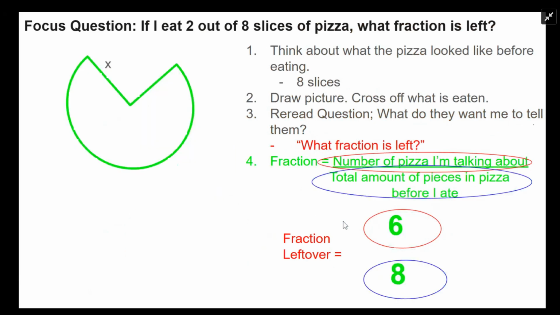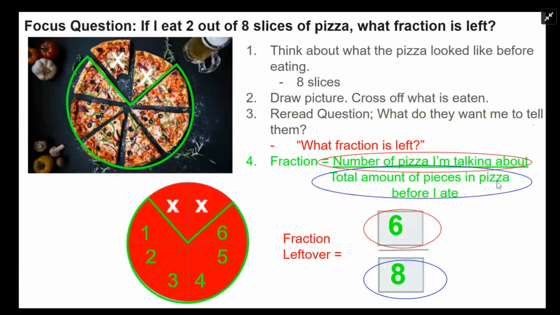Then my bottom number is going to be the total amount of pieces in the pizza before I ate any of it. And that would have been 8 total pieces. 1, 2, 3, 4, 5, 6 plus the 2 I ate, which makes 7 and 8. So that becomes the bottom number on my fraction.